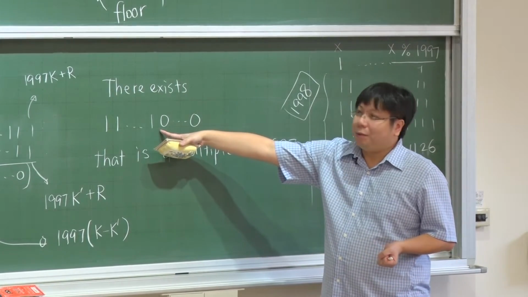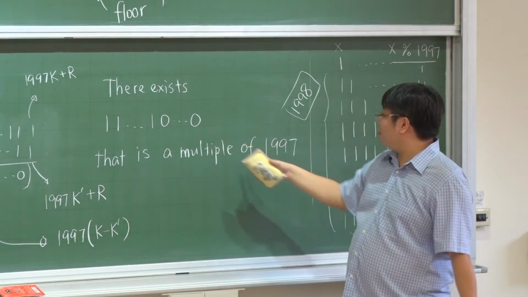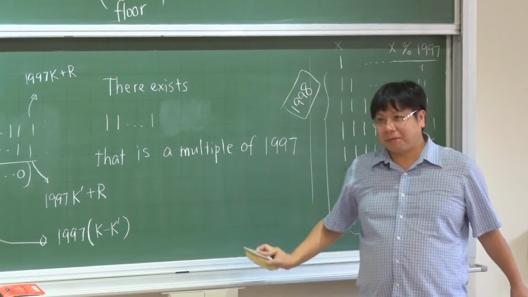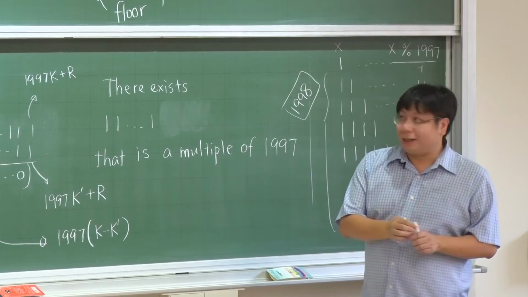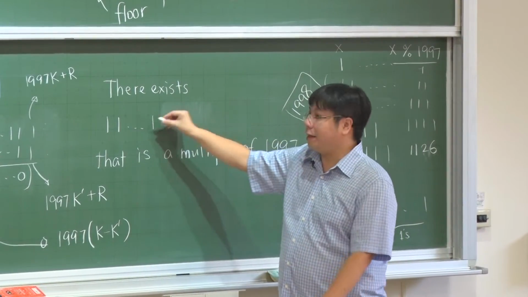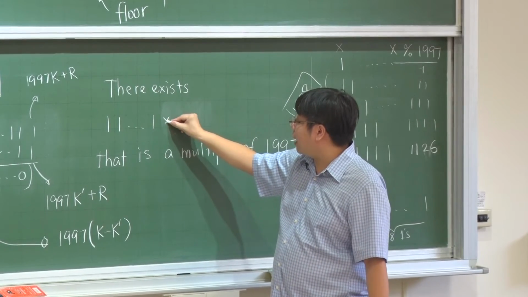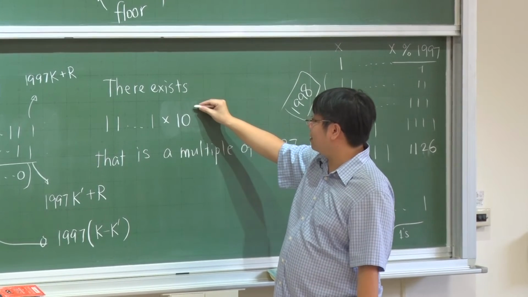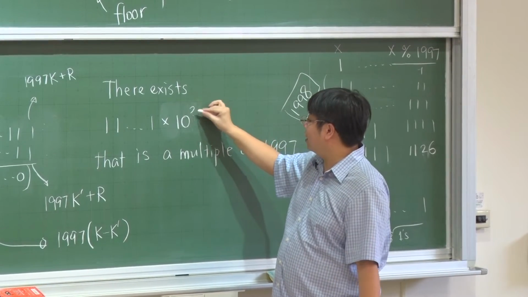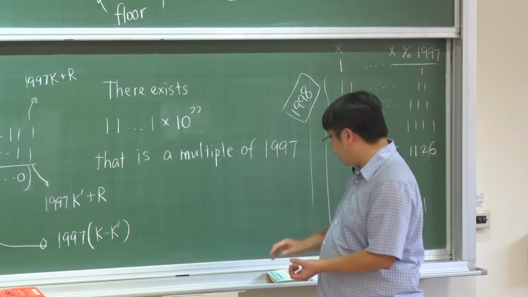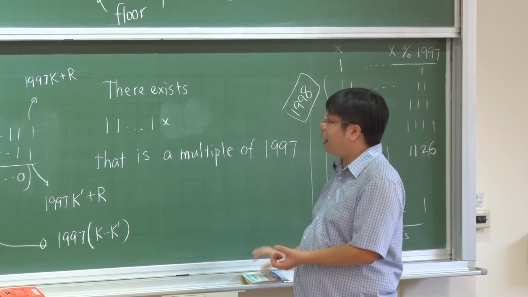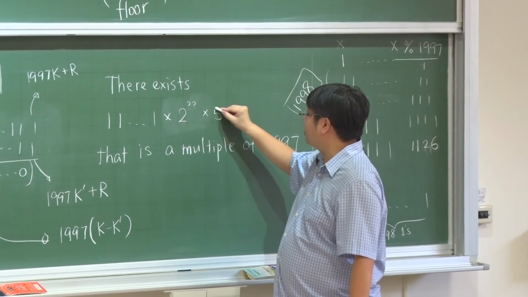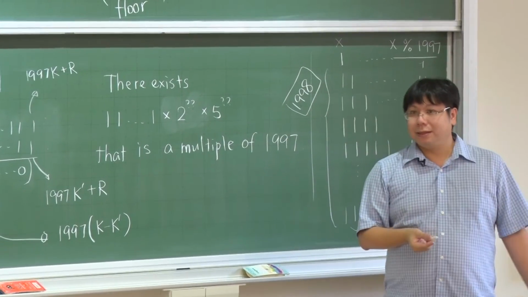If I have a number of this form which is a multiple of 1997, actually, the 0s are not important. The reason is, if I have a number like this with a bunch of 0s, I can write it as a bunch of 1s multiplied by 10 to the power something. And if I write it as 10 to the power something, I'm actually saying that I can write it as 2 to the power something times 5 to the power something. Is that okay?